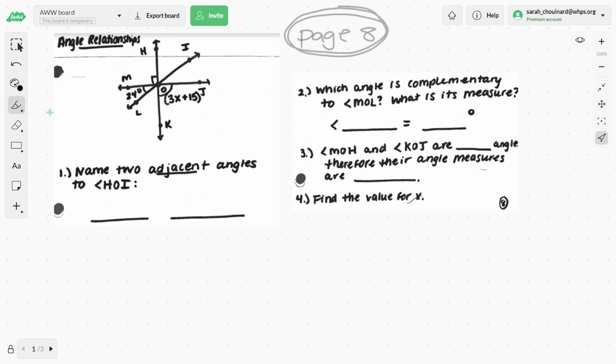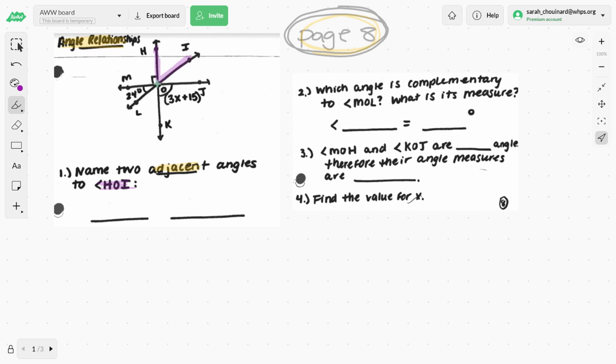All right, so this video is covering angle relationships that we talked about in our last video, but we're going to be using those angle relationships to write equations and solve them. This is on page 8 of your yellow packet. So at first, they want us to name two adjacent angles to angle HOI.